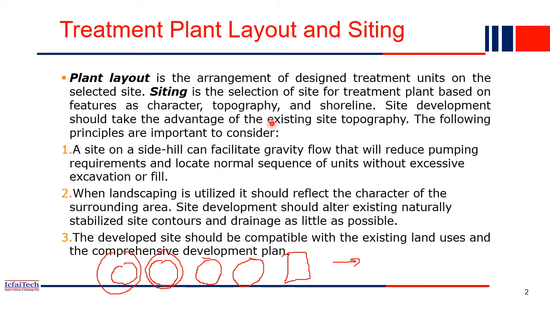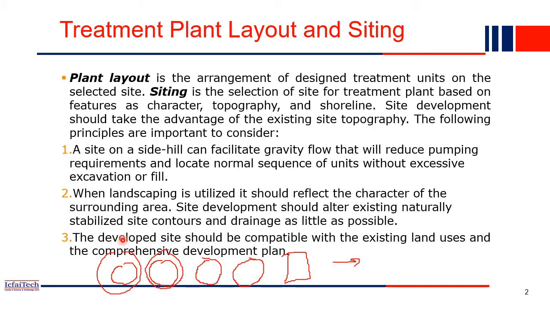So in a city or in a town, there will always be some slope from up to down. So you have to choose the water treatment plant in such a location that you get the natural slope while distributing the water also. So you have to take care of that while selecting the plant location. The developed site should be compatible with the existing land use and the comprehensive development plan. So basically you have to choose the plant in a perfect location so that everything is fine.